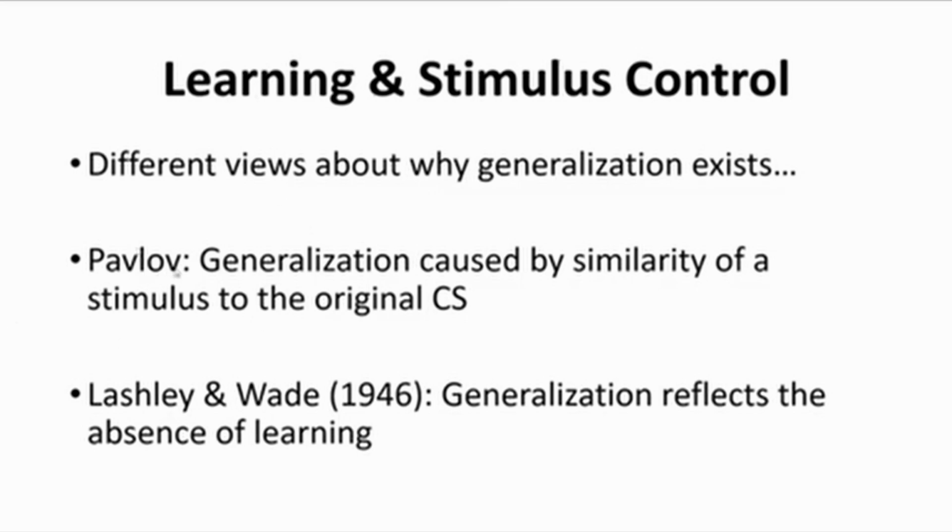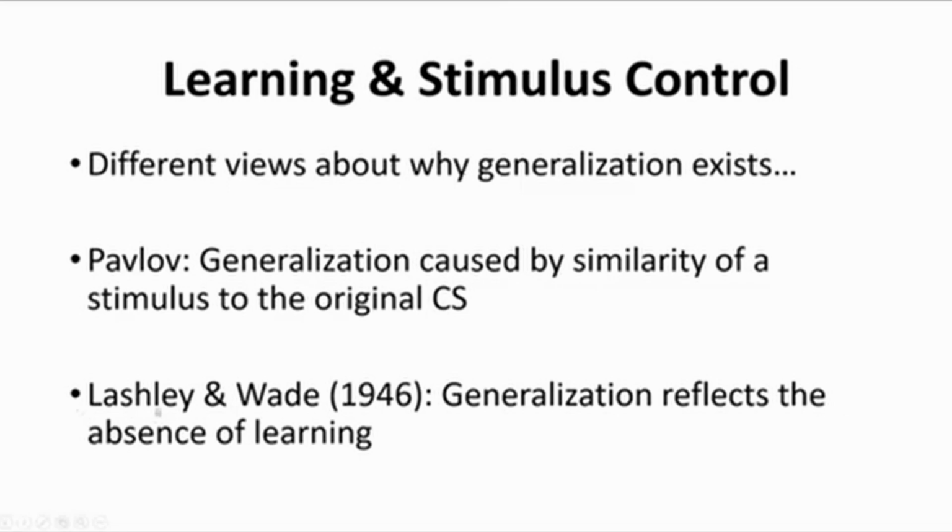The first was the original, where Pavlov thought that generalization was caused by a similarity of some stimulus to the original stimulus. So if the dog starts salivating when you ring a bell, then maybe if you ring a slightly higher pitched bell, the dog would continue to salivate because that new bell is similar in some quality to the original conditioned stimulus. So from Pavlov's view, he thought that what you've learned about that original CS would transfer to other similar stimuli. So learning transfers from one to the other.